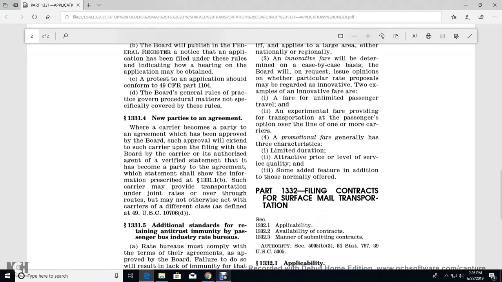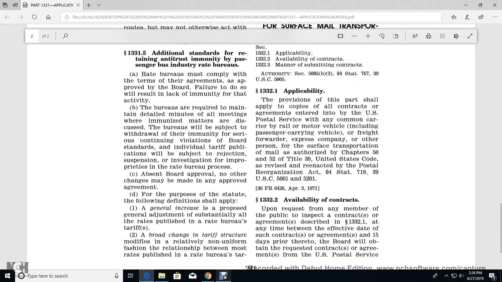1331-4 new parties to an agreement. A carrier may become a party to an agreement that has been approved by the board, with such approval extending to such carrier, upon filing with the board, by the carrier or its authorized agent, a verified statement that it has become a party to the agreement, with the statement showing the information prescribed in 1331-1. Such carrier may provide transportation under joint rates and over through routes where they may not otherwise act with carriers of different classes defined in Title 49 United States Code 1076D.